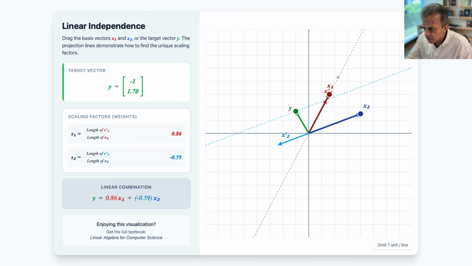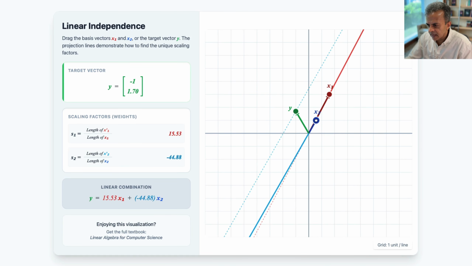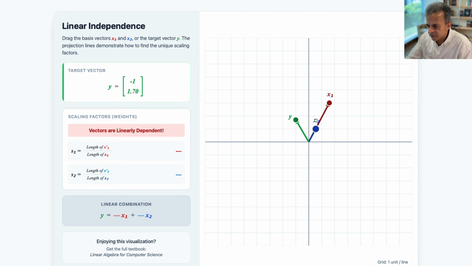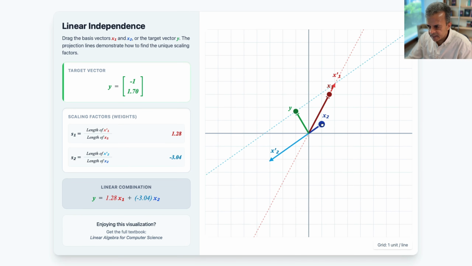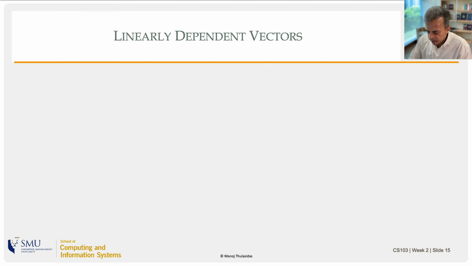But if you move that line through the tip of y, then you can find x2 prime. The thing is that you can actually change the vectors, and the construction will change like that. And then there is one point at which it suddenly becomes impossible to do this, and that is the situation of linear dependence, which we will see in the next slide. So, linearly dependent vectors now.